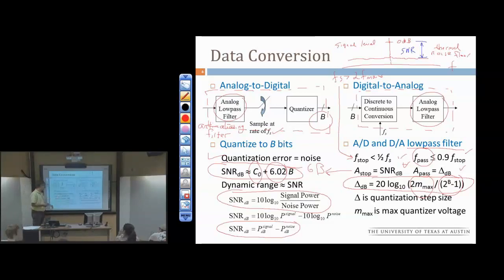One is the derivation in lecture 8, where C naught is dependent on the max voltage on the quantizer, which is a quantizer setting, and then the average power of the signal that's input to the quantizer, which is application dependent. So this varies quite a bit. In audio, this is 1 to 2 dB.